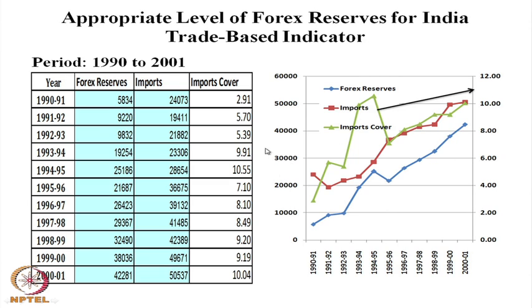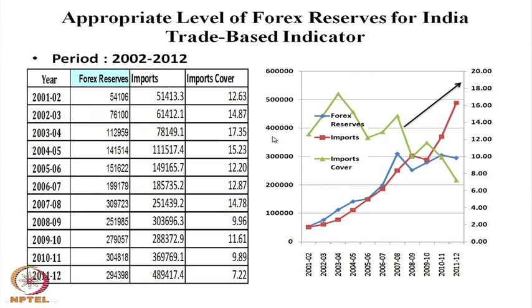And if you see the graph, the blue line is foreign exchange reserve, the red line is the import requirement, and the green line indicates how many months of import you can cover over the year. This import cover has been increasing over the years. The secondary axis indicates the number of months, and up to 2000-2001 we had 10 months of import cover in the foreign currency reserve.